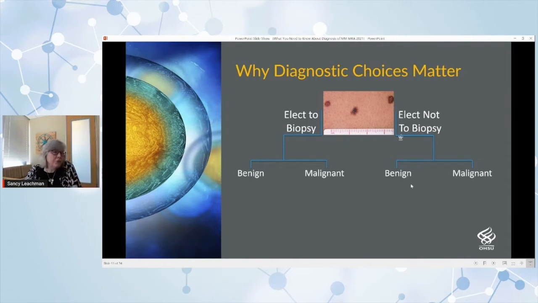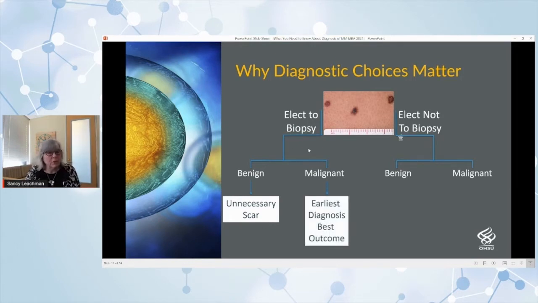Well, if you do, then it doesn't really change the point that either it's benign or it's malignant, right? You can elect to biopsy it and you can find out whether it's benign or malignant, or you can elect to not biopsy it and it's still either benign or malignant, whether you've biopsied it or not. So if you elect to biopsy it and it's benign, then what you've done is you've created an unnecessary scar, right? If you elect to biopsy it, and it's malignant, then what you've done is you've detected the melanoma at the very earliest stage that you could have detected it.